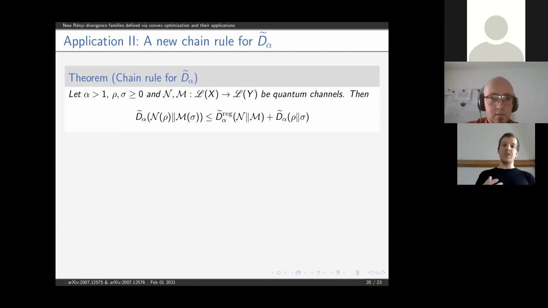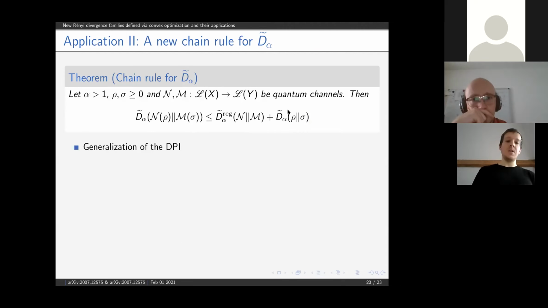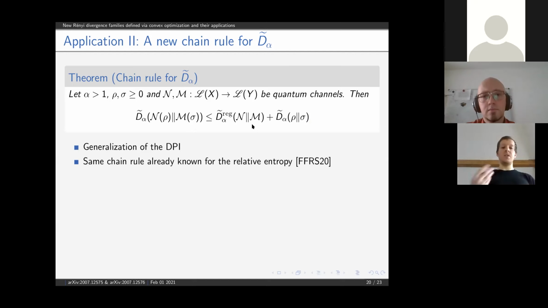Yes, and so for the second application, we have a new chain rule for the sandwiched divergences. So this chain rule looks like this. If you have two operators, rho and sigma, and two channels, n and m, and you look at the sandwiched divergence of the channels applied to the operators, you can actually upper bound this in terms of a divergence of the channels and a divergence of the operators. And so one can see this as a generalization of the data processing inequality. So for example, if n is equal to m here, then this term will vanish and we just recover the data processing inequality. And this same chain rule was actually already known for the relative entropy. And so this extends this chain rule now to the sandwiched alpha divergences for alpha greater than 1.